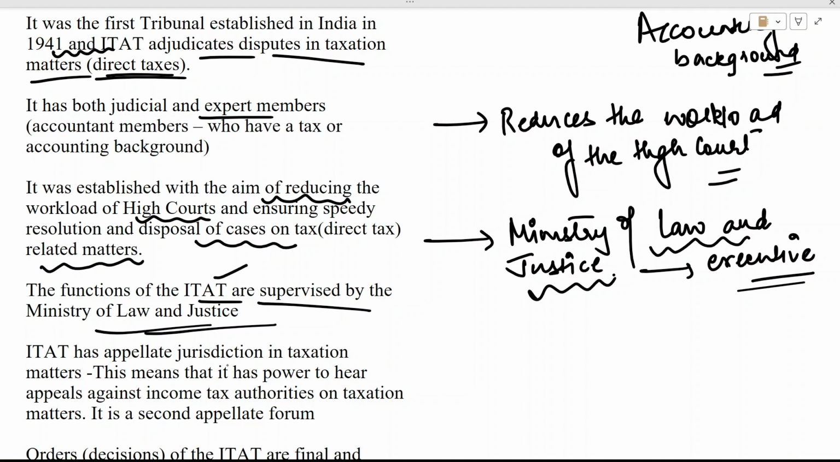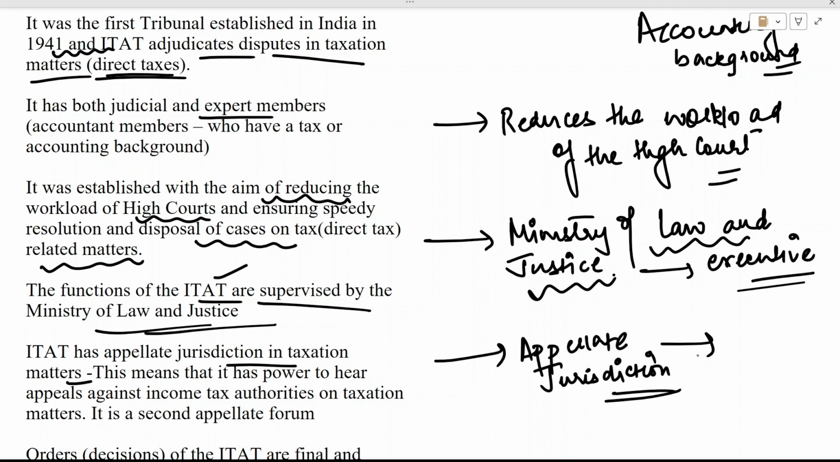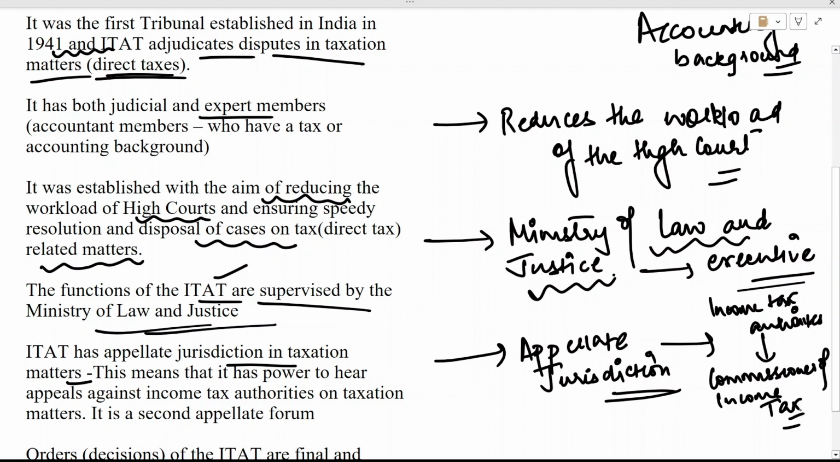ITAT has appellate jurisdiction in taxation matters. Basically, it means that initially, say if I have not paid my taxes correctly and there is a case against me, first of all, I will go to the income tax authorities. If the income tax authorities give a judgment and I'm not satisfied with it, then I go to the commissioner of income tax. And if I'm not satisfied with the judgment that the commissioner of income tax has given, then I go to the ITAT. So basically, I am appealing to the ITAT.